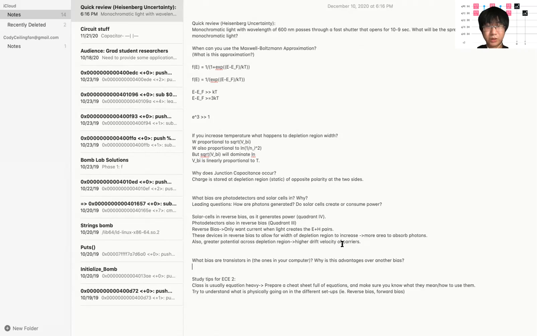And finally, study tips I have for EC2. This class is pretty equation heavy, so it's good to prepare a cheat sheet full of equations and know what they mean and how to use them. Try to understand what's going on in different setups too, like reverse versus forward. And I guess Rafael can share his questions now.